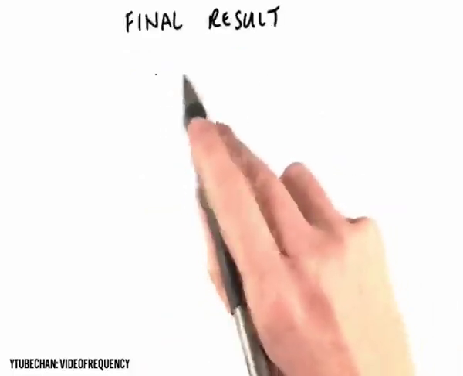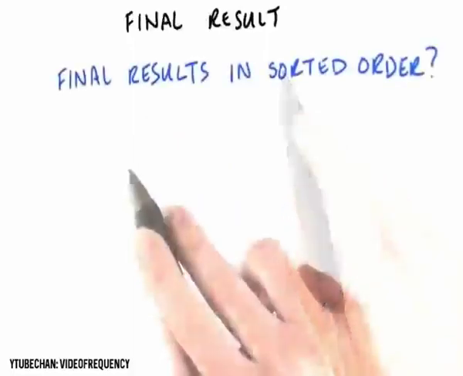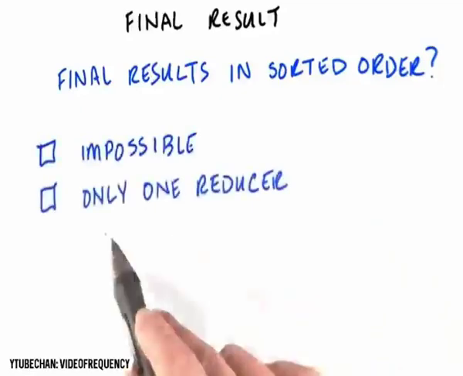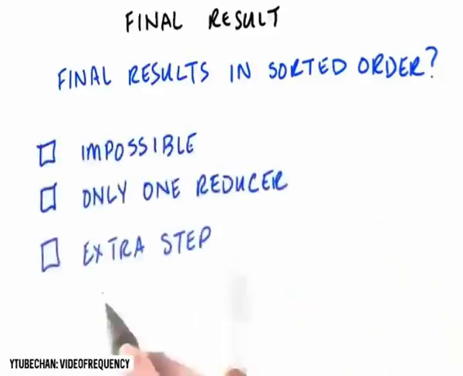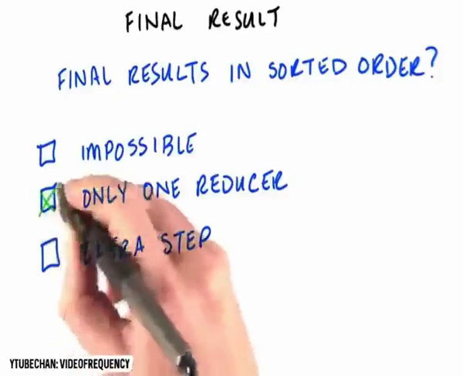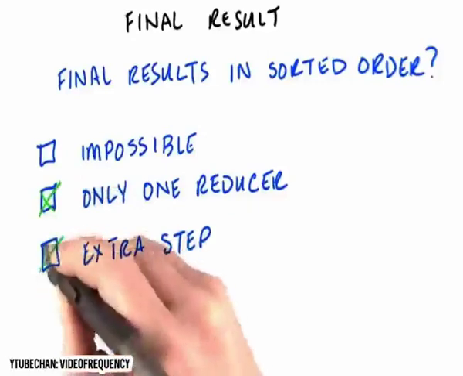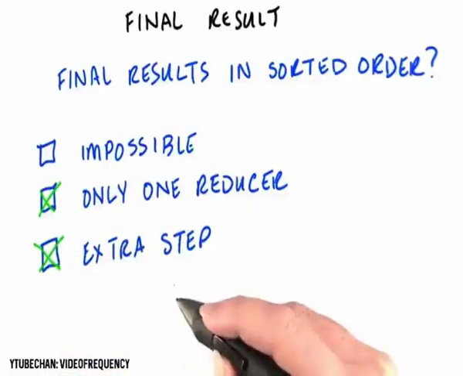But let's say you wanted your final result to be sorted. How could we get our final results in sorted order? Do you think it's impossible? Or what if we had only one reducer? Or if after the job, we did an extra step to merge the result files? Well, it is possible to get your results in a final sorted order, either by having one reducer, though that doesn't scale very well, or by an extra step that merges the results.